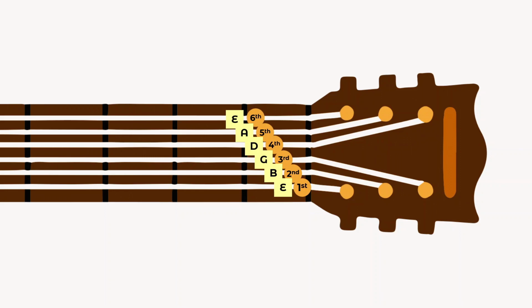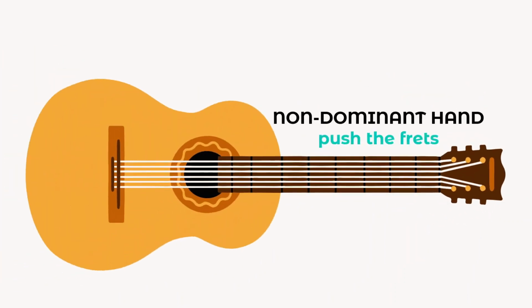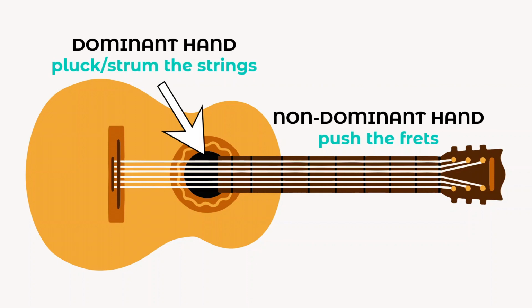We usually use our non-dominant hand to push the frets, so unless we're left-handed, we do it with our left hand, and we pluck or strum the strings around the sound hole on the body with our dominant hand, which is usually our right hand.